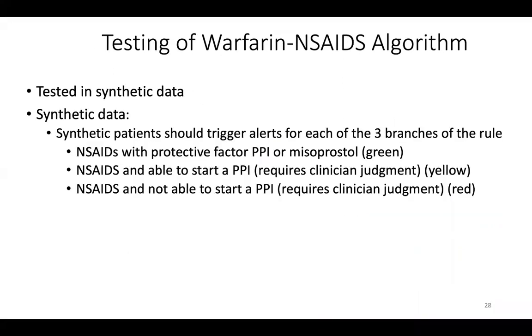Next slide. So we've tested the Warfarin-NSAIDs algorithm using synthetic data. So synthetic data, again, is simulated data for each of the branches in the algorithm. In this case, we have 3 branches, those on the drug pair, as well as protective factor proton pump inhibitor, or PPI, those on the drug pair and are able to start on the PPI, and those on the drug pair but are unable to start on PPI. We consider each of the rules as validated if we are able to pass our synthetic or simulated data records through the correct branch. We haven't completed testing this particular algorithm on real-world data yet, but we have done so for other algorithms, which we will present in future webinars. Next slide.